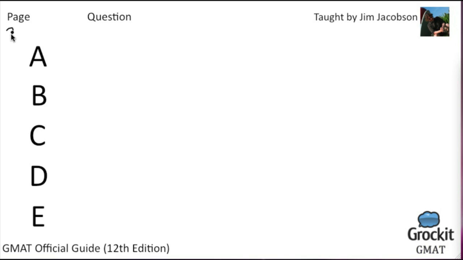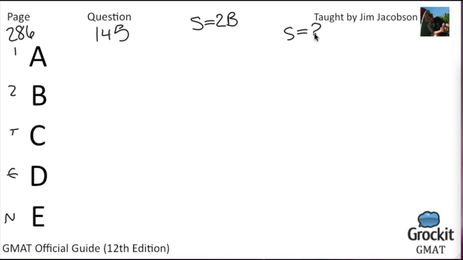Okay, page 286. Question 145. If Sarah's age is exactly twice Bill's age, what is Sarah's age? So we have S equals 2B, and the question is asking what S equals. If we're given either the value of either of these variables or a second distinct equation that we can use to substitute in here, we will have sufficiency.